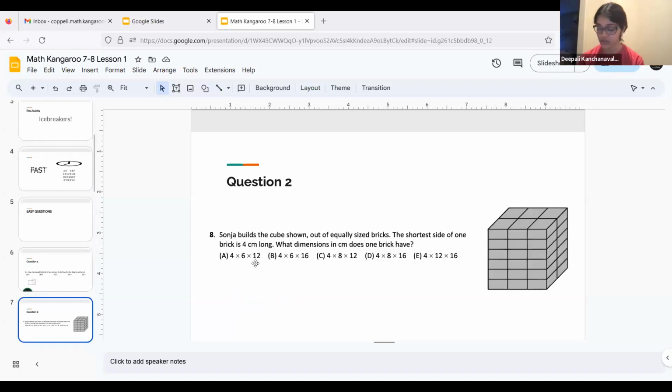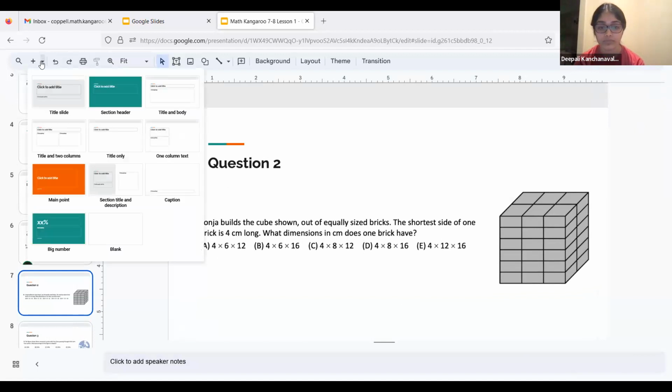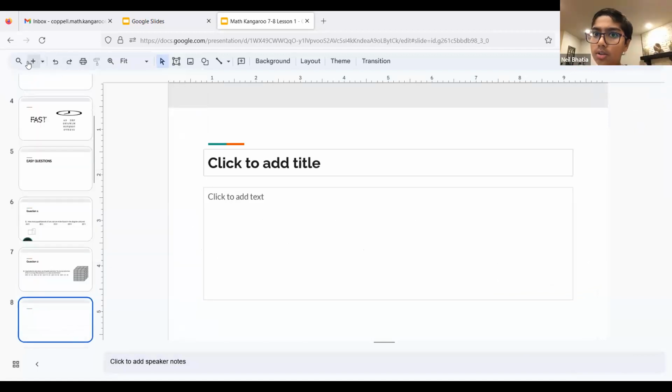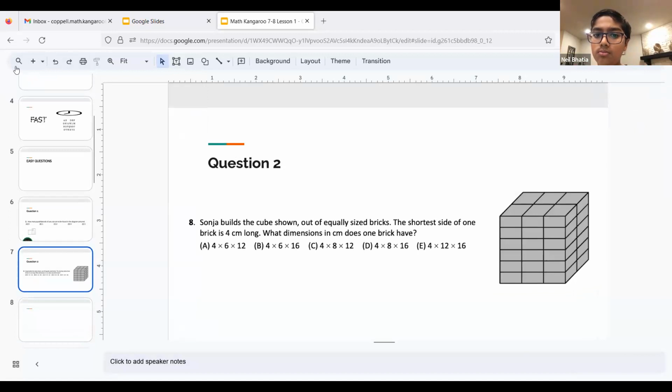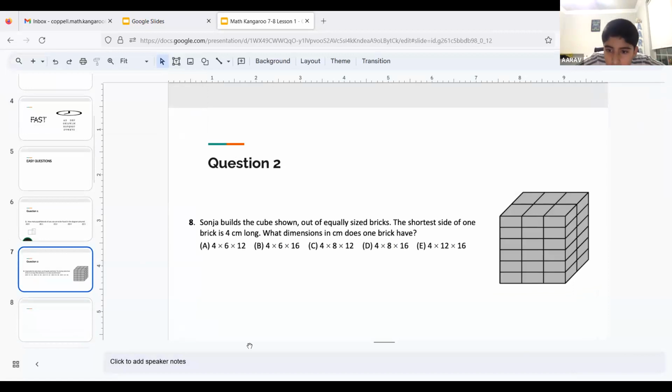Okay, we can do the next question. So this one says, Sandra built the cube shown out of equally sized bricks. The shortest side of one brick is 4 centimeters long. What dimensions in centimeters does one brick have? Sorry, I was trying to zoom it for you guys. You can see it now, right? Go ahead.